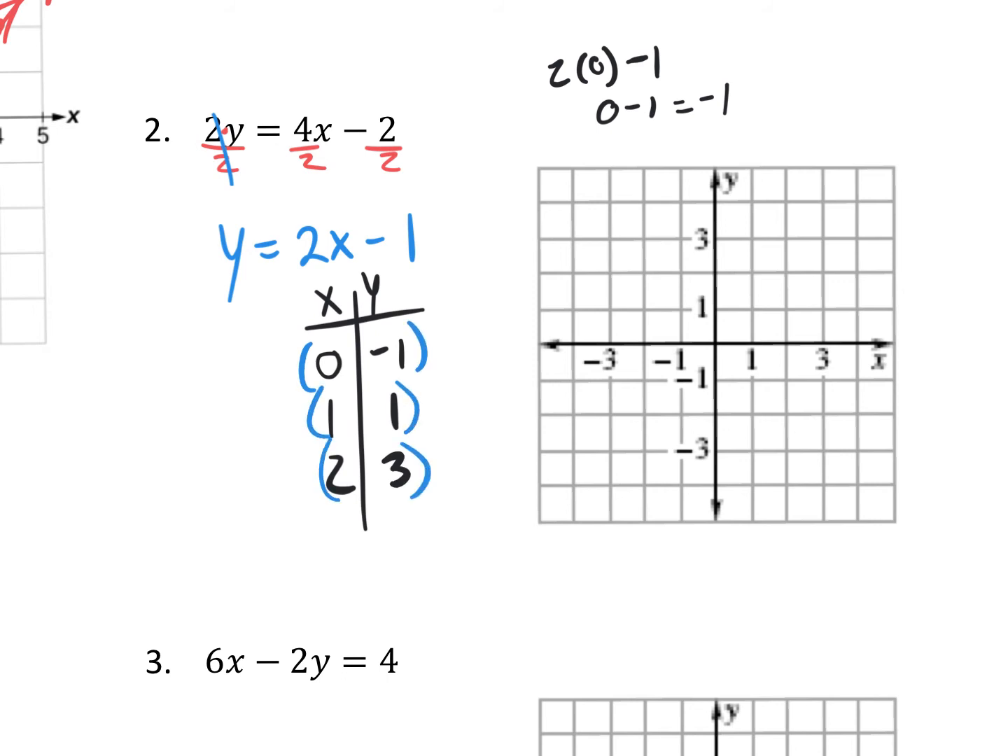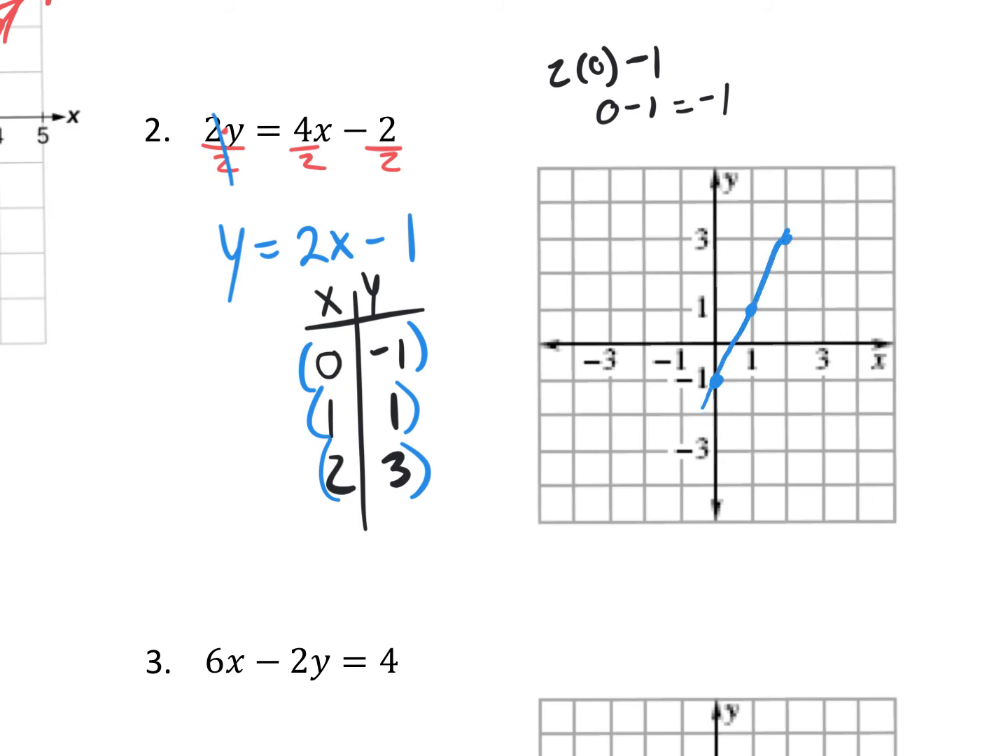Let's graph 0, negative 1. 0 on the x, you don't go left, you don't go right, negative 1 on the y. There it is, put a dot right there. Next one, 1, 1. 1 on the x, 1 on the y, put a dot right there. And the last one, 2, 3. 2 on the x, 1, 2, 3 on the y, put a dot right there.